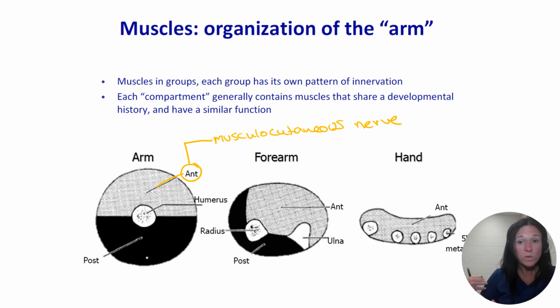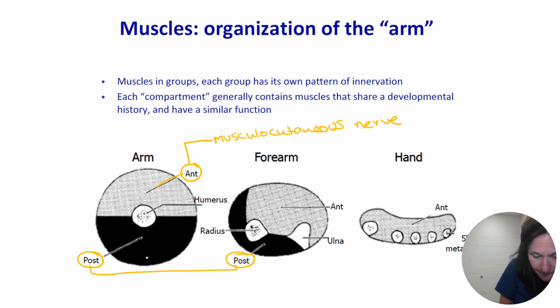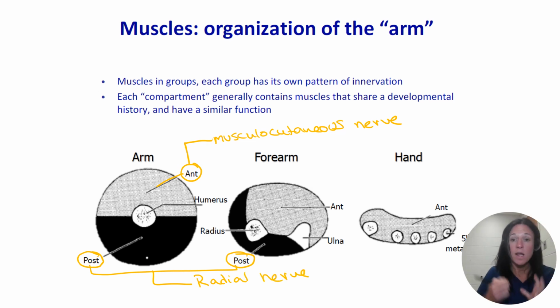If we think about the posterior compartment of the arm, well, this is really nice because the posterior compartment of the arm and the posterior compartment of the forearm, all of these muscles are innervated by the radial nerve. Okay, so again, it is a way to understand holistically what's going on without having to memorize a bunch of information. And as we move through the extremity, we'll see the same thing with the actions of these muscles.